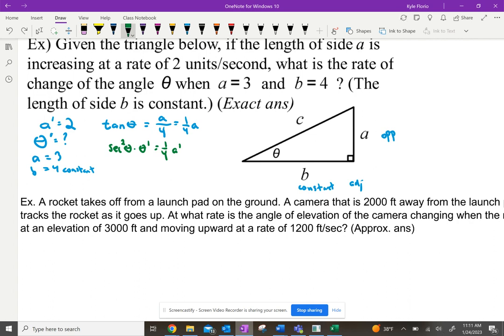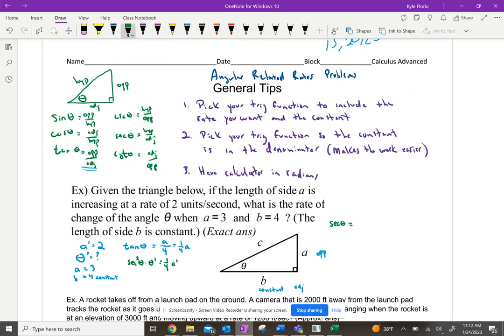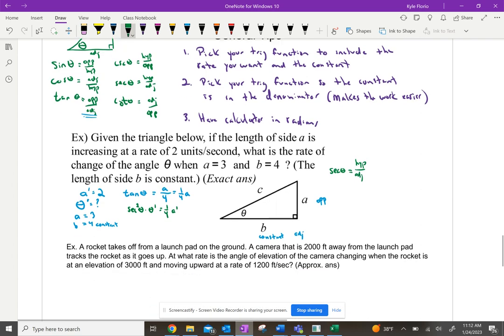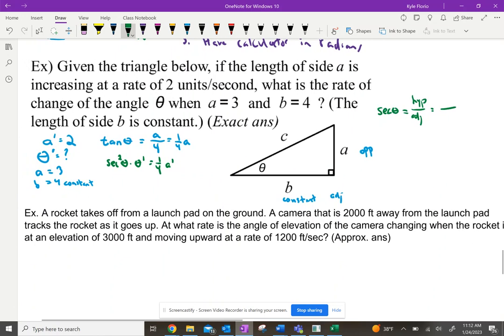Secant squared of theta. If you remember, we can do this on the side here. Secant theta is the ratio of hypotenuse to adjacent. So the adjacent leg we know is 4, but I don't know what C is, the hypotenuse. And we can figure that out. We can just use the Pythagorean theorem here.